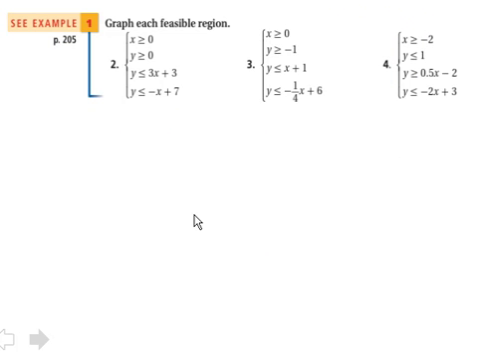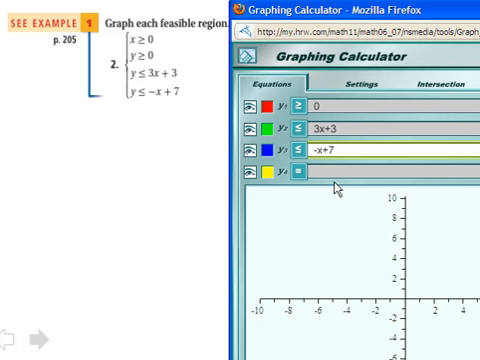Here are just a few examples of graphing feasible regions. Whenever you have x greater than or equal to 0, you're talking about a vertical line on the y-axis at 0 and everything to the right. Now the rest of these inequalities you can actually graph on a graphing calculator, so let me bring that up and we'll look at this example quickly.